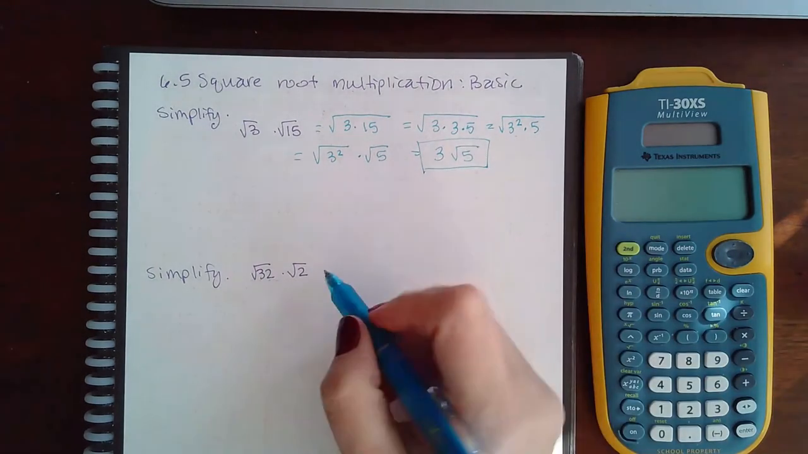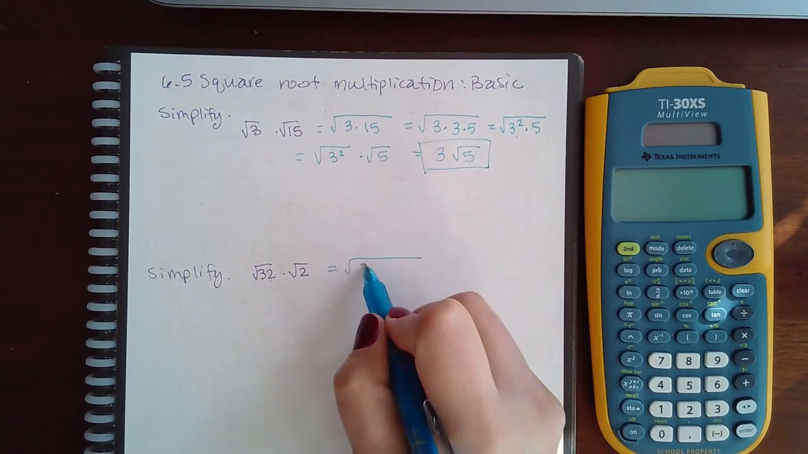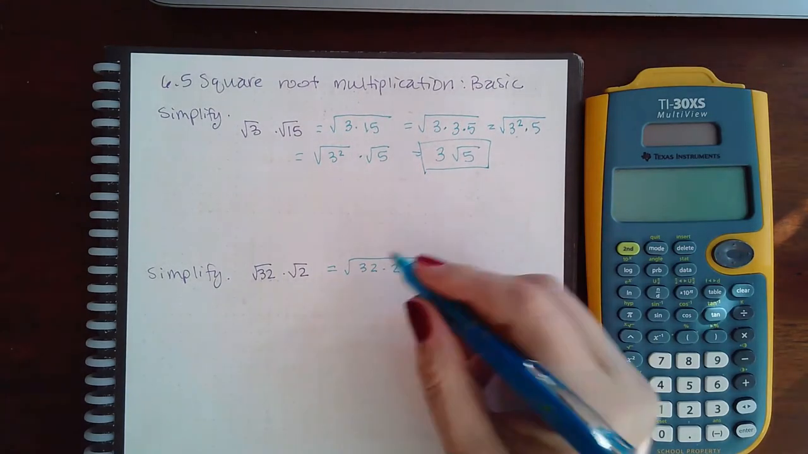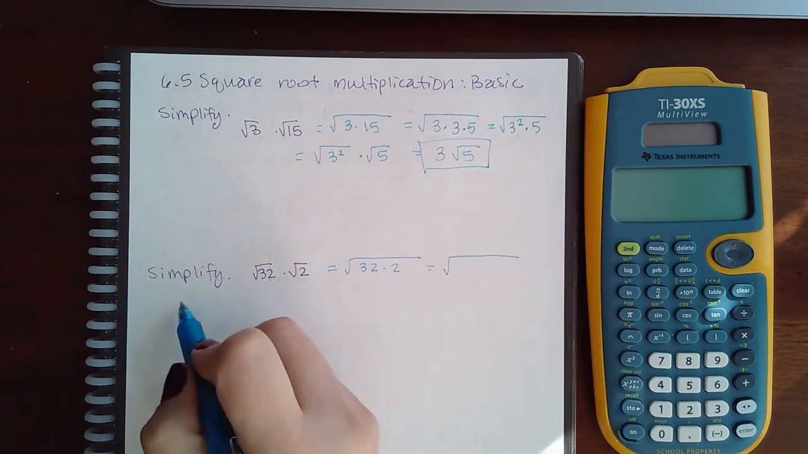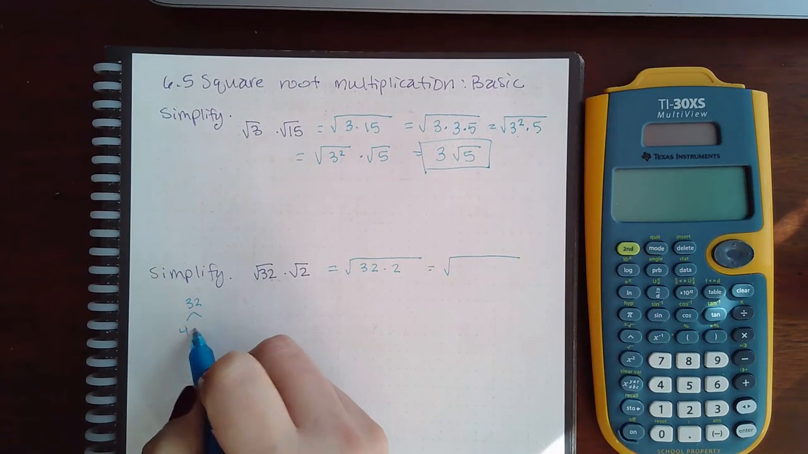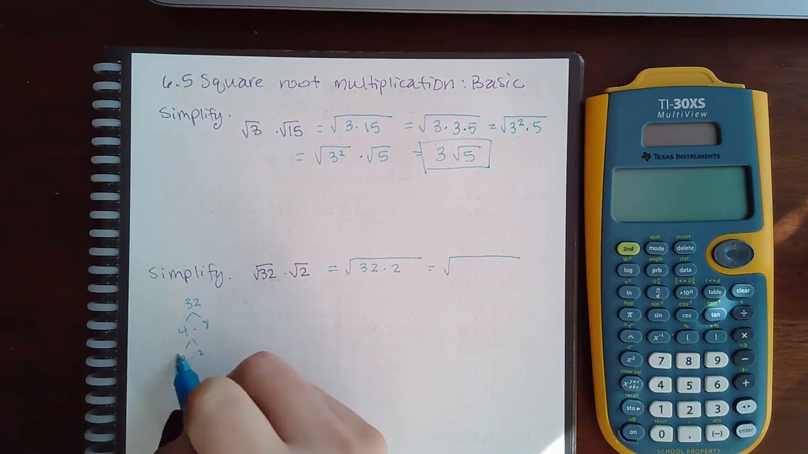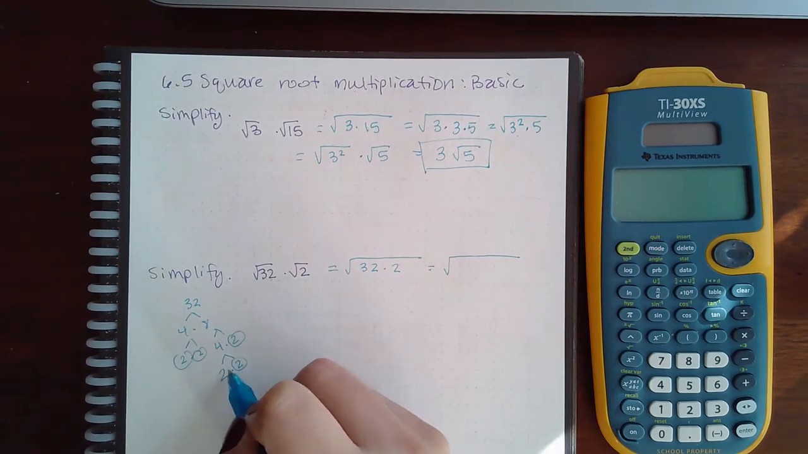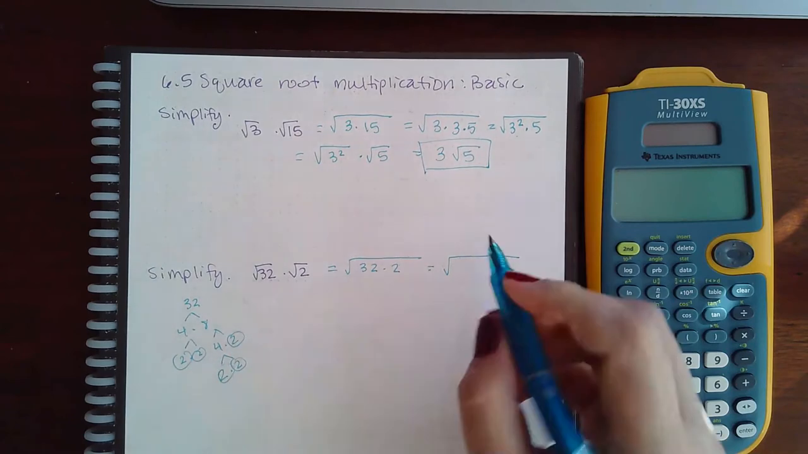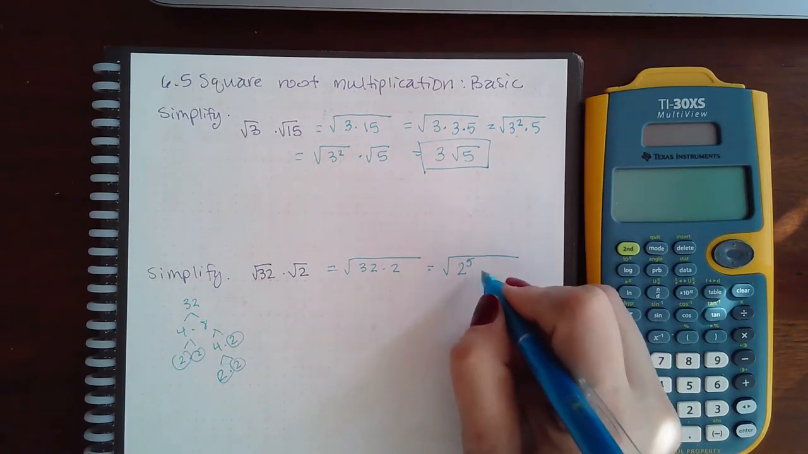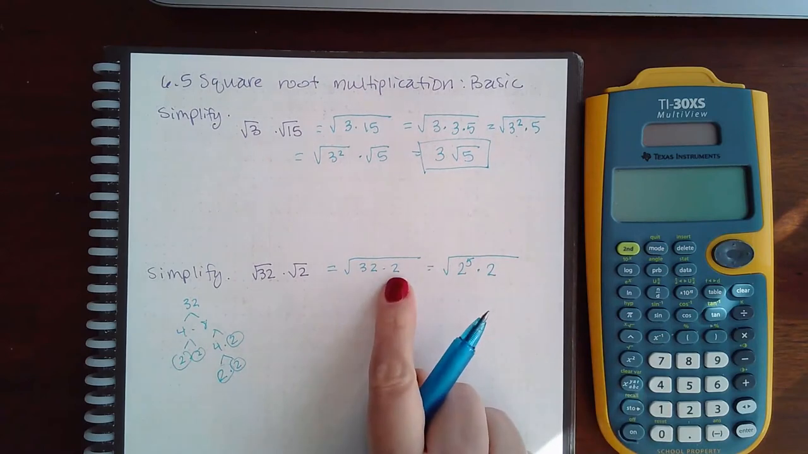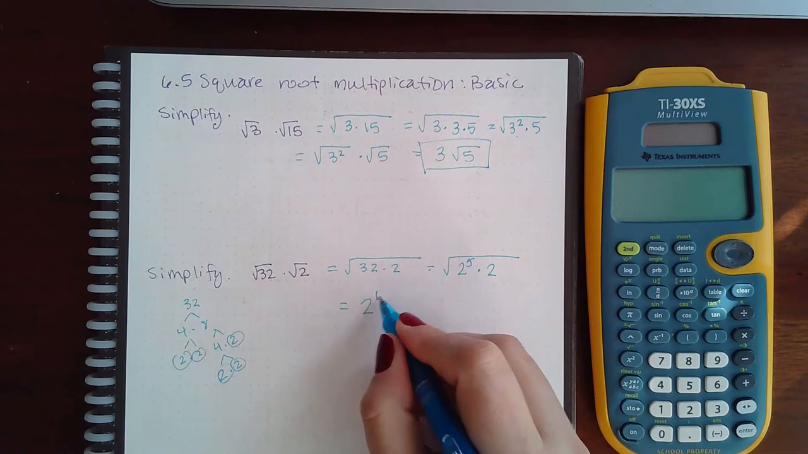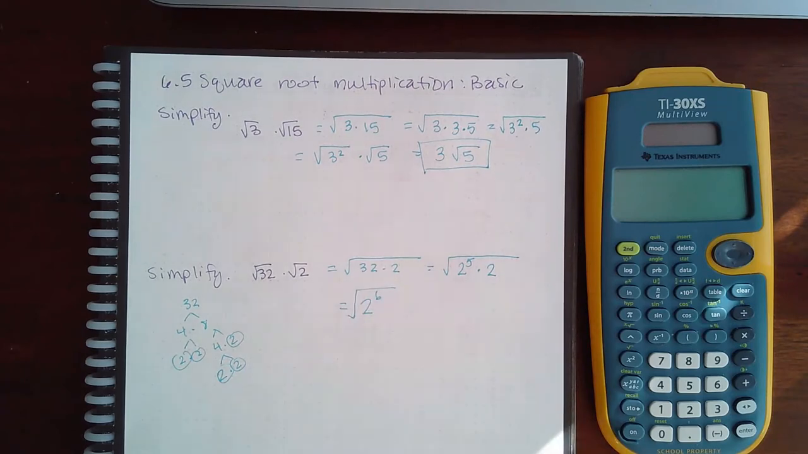So similarly for this problem, we can put the 32 and the 2 into primes. And 32 is actually going to be 4 times 8, 2 times 2, 4 times 2, and then 2 times 2. So we have 1, 2, 3, 4, 5. So we have 2 to the 5th times this 2. So it brought that 2 over. Well, that just means I have 2 to the 6th inside the house.